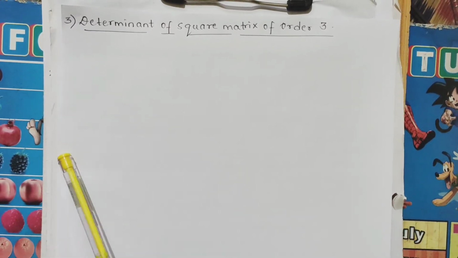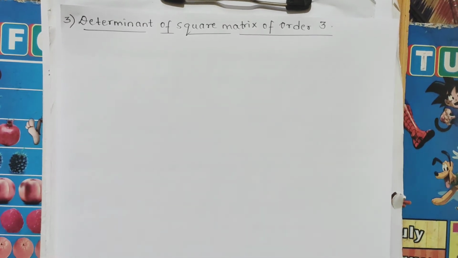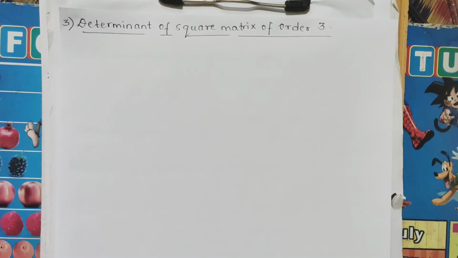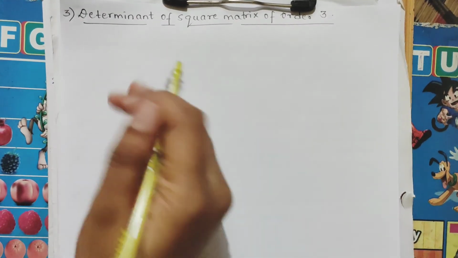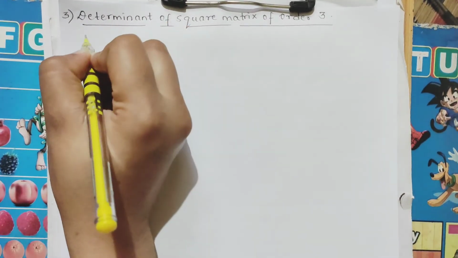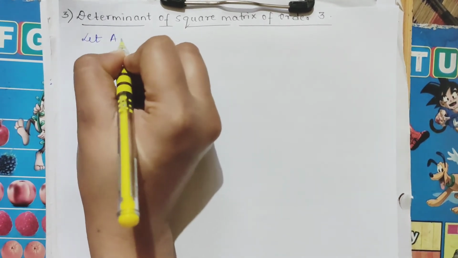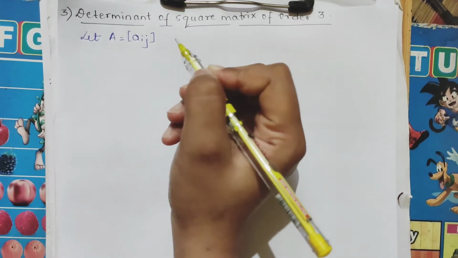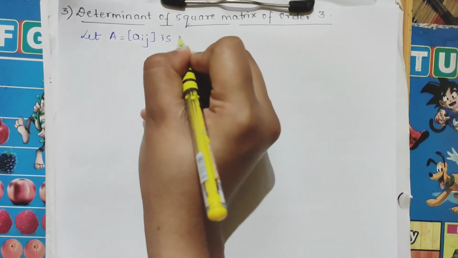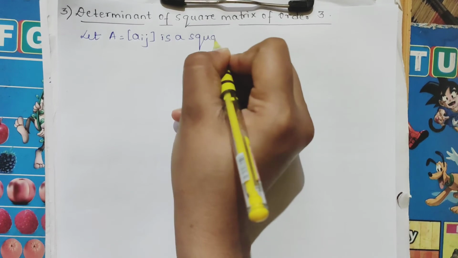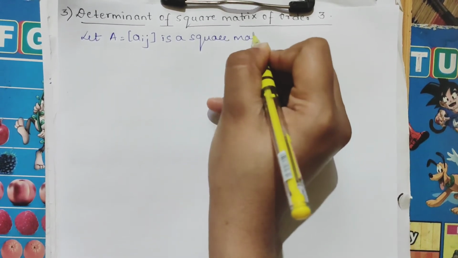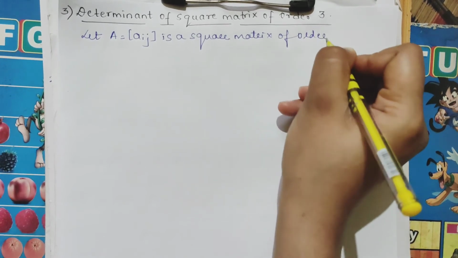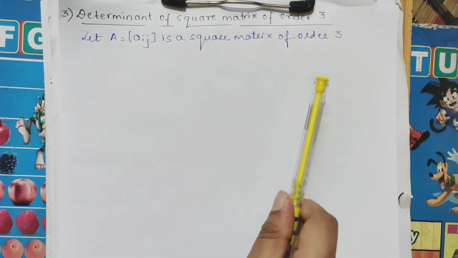Okay, now we'll see the determinant of a square matrix of order 3. So you can write, let A equal to Aij be a square matrix of order 3. Okay, it is of order 3.